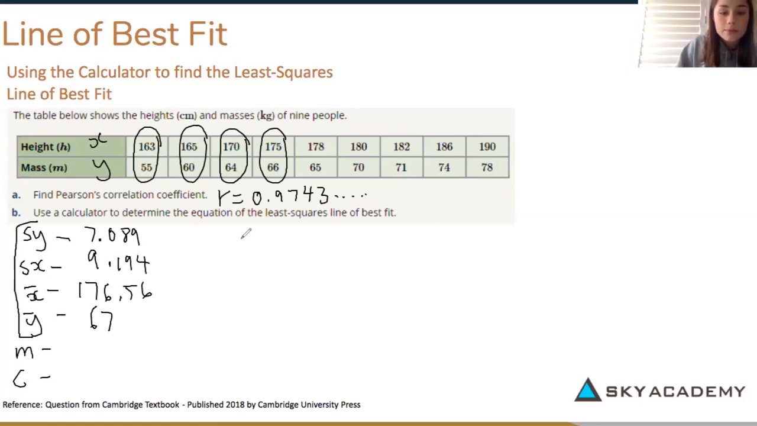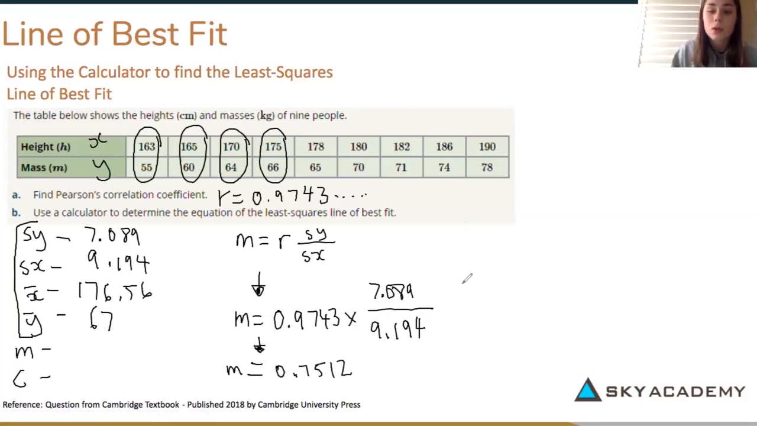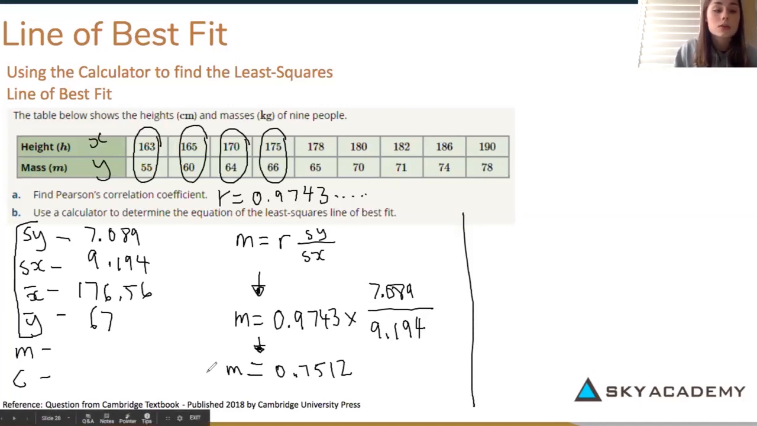Now we can solve for m, which would be m equals r sy over sx. So we can go m equals r, which we calculated in part A, 0.9743, times sy, which is 7.089, over sx, which is 9.194. And when you put that into your calculator, you should get a value of 0.7512. Once you've done that, we can then go and solve for C.